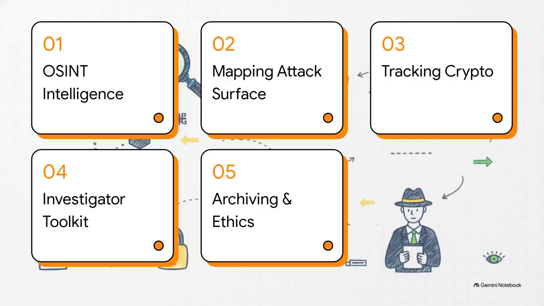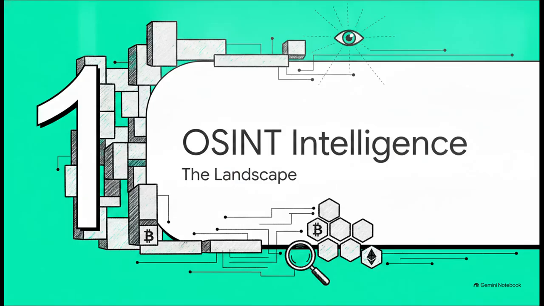Here's our roadmap for the workflow. We'll kick off with the OSINT intelligence landscape, move into mapping the attack surface, then get into the actual tracking of virtual currencies. After that, we'll open up the investigator's toolkit and wrap up with archiving and ethics. Let's get to it. All right, Section 1, the OSINT intelligence landscape.